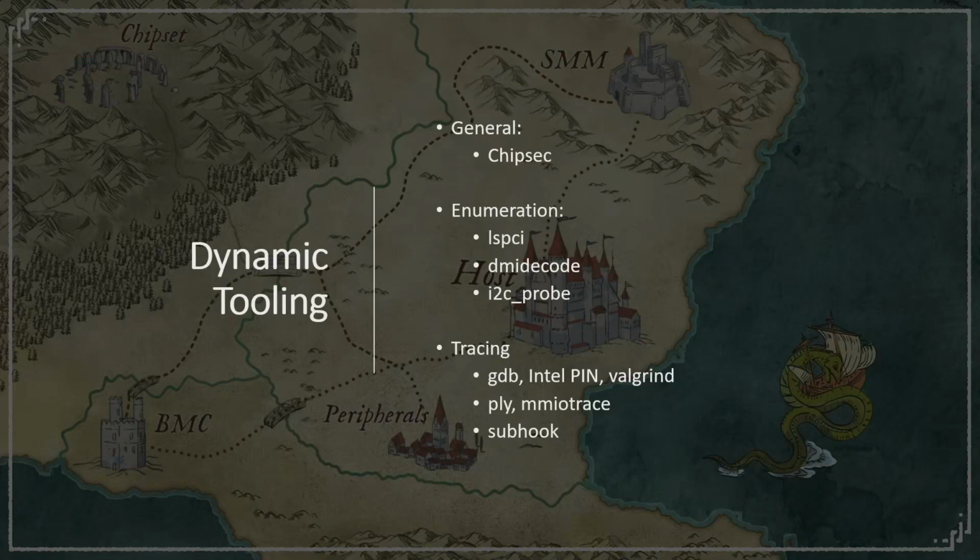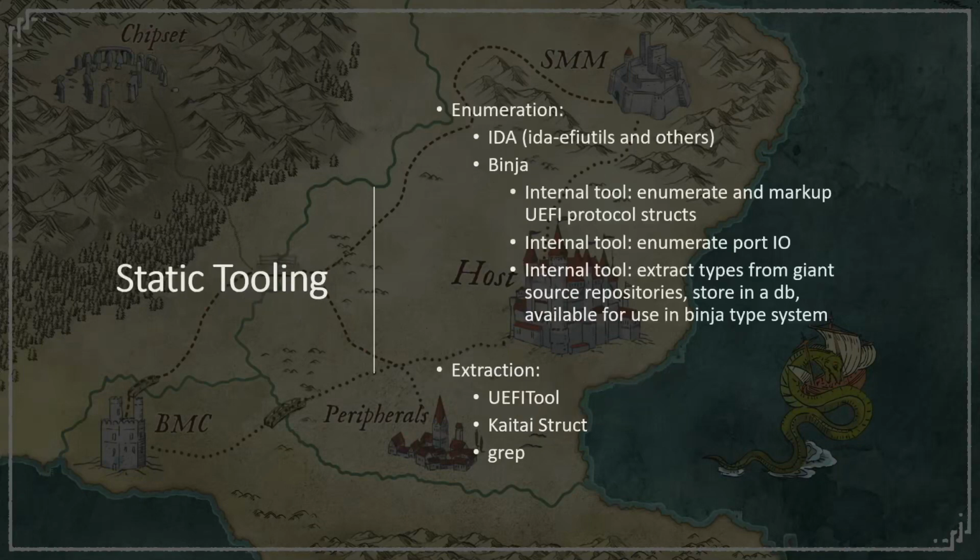The last thing is this subhook tool, which allows you to build a shared object that can be injected prior to the user space tool running and do exactly what I described for the DBI tools like Intel Pin and Valgrind. But it's really quick. It's really nice. You should check it out. Static tooling, I'm going to blow through this pretty quick, so we're running out of time here.